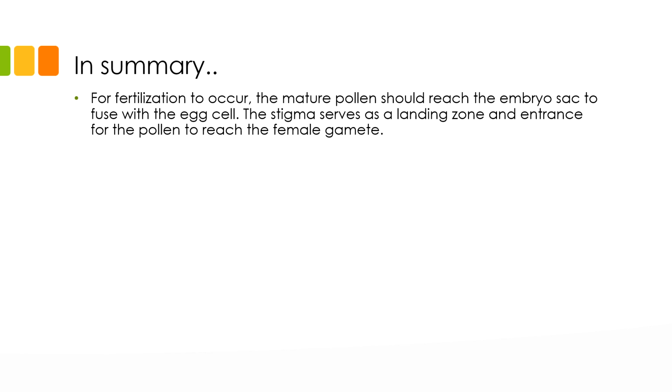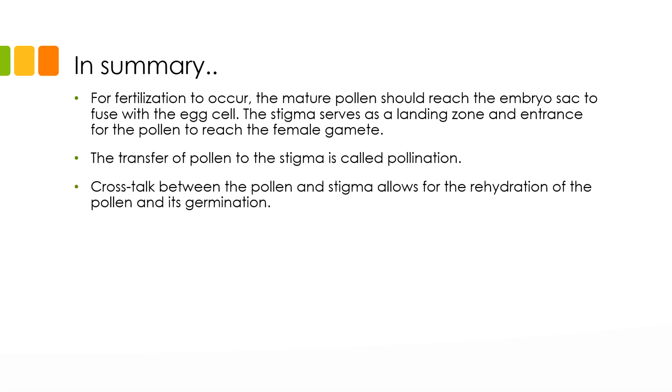In summary, for fertilization to occur, the mature pollen should reach the embryo sac to deliver the sperm that will fuse with the egg cell and the central cell nuclei. The stigma serves as a landing zone and entrance for the pollen to reach the female gamete. The physical transfer of pollen to the stigma is called pollination. When the pollen lands onto the stigma, the crosstalk between the pollen and stigma allows for the rehydration of the pollen, followed by its germination.